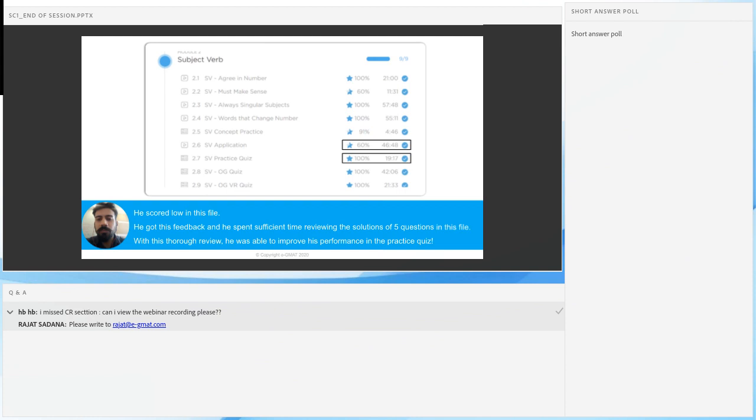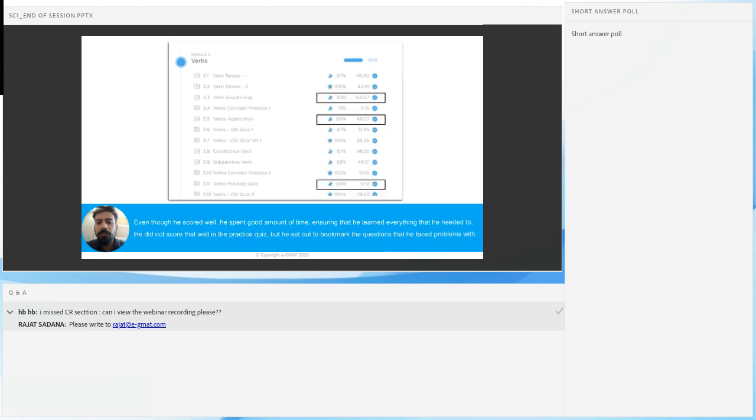So here's how this helps. You can see in the subject verb application file, this guy scored low. So the file gave him feedback to revise. He revised that. That's why you see the time spent over here is about 47 minutes. And because of which, right off the bat, because he had those lessons inculcated, he was able to score well on the practice quiz, indicating that he had internalized this.